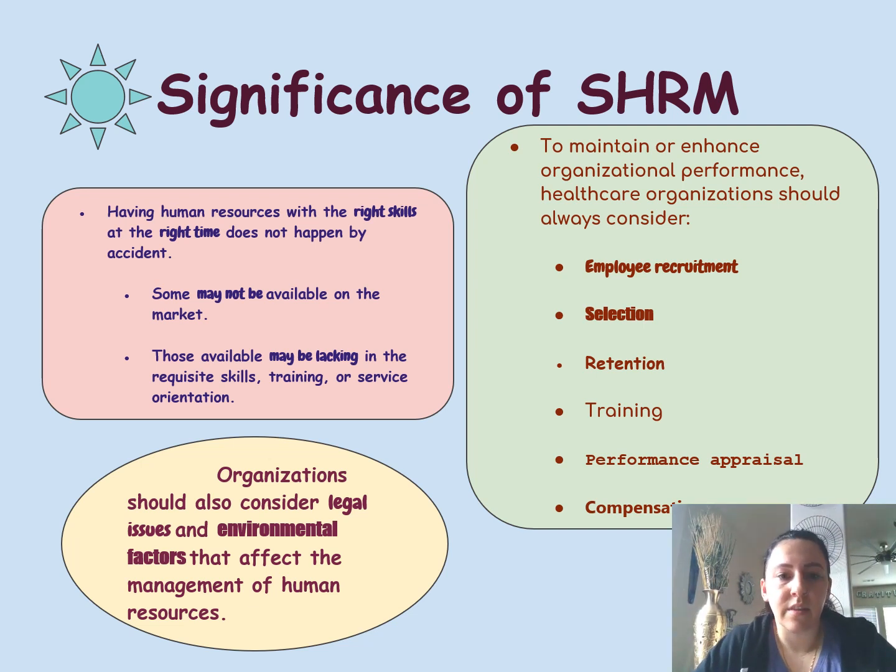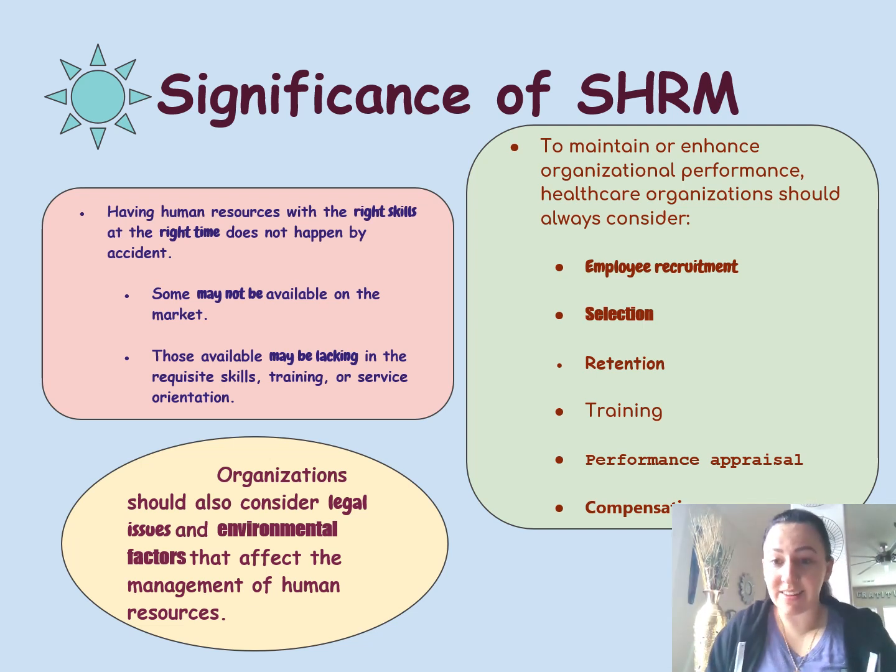Okay, so having human resources with the right skills at the right time doesn't happen by accident. Okay, this was planned, this was strategized by the organization, by the executives, and then the line managers carrying it out and whatnot. A huge part of strategic human resource management is going out there and finding the right employees for your organization, and that's a lot of work.